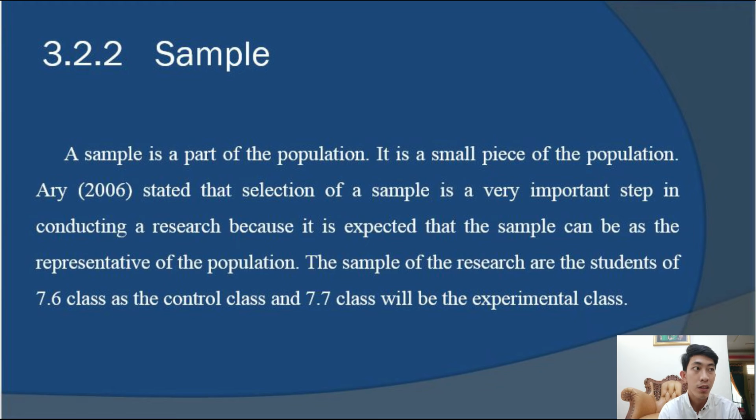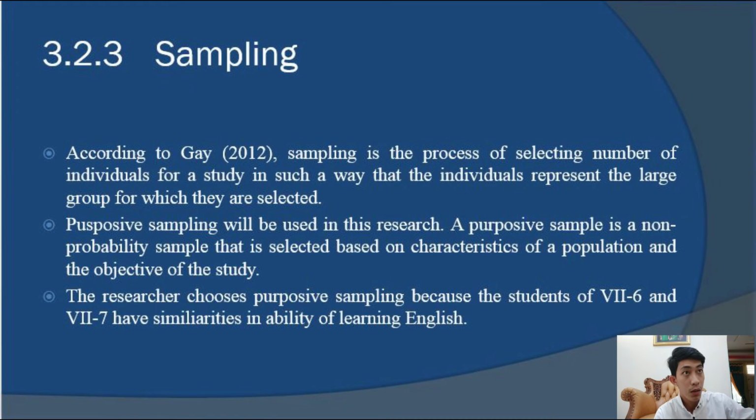The sample of the research are the students of the 7.6 class as the control class, and 7.7 class will be the experimental class. Next we move to 3.2.3, sampling.